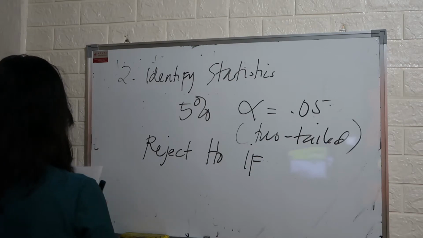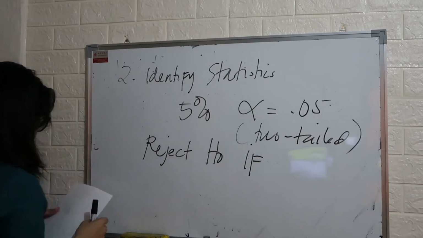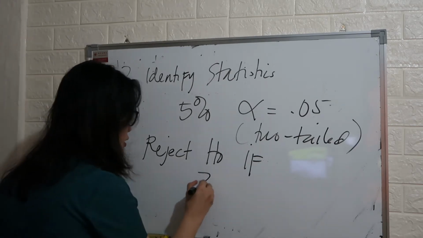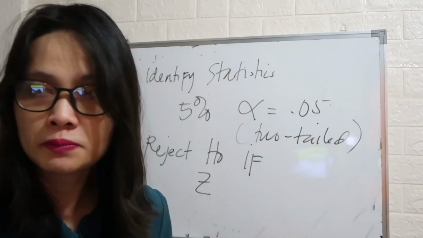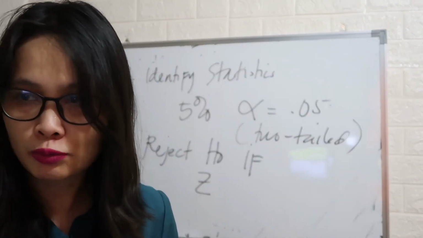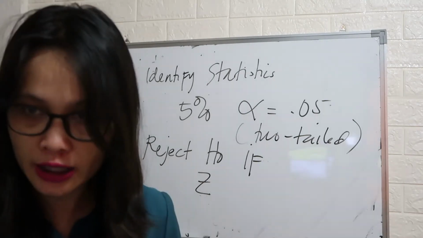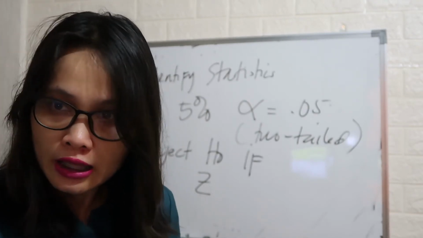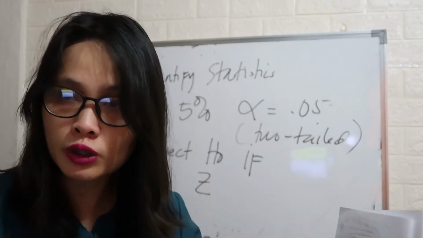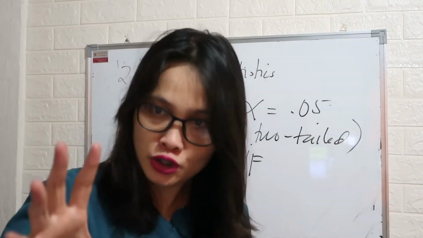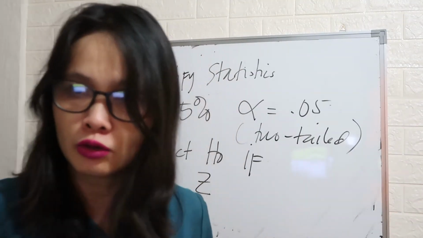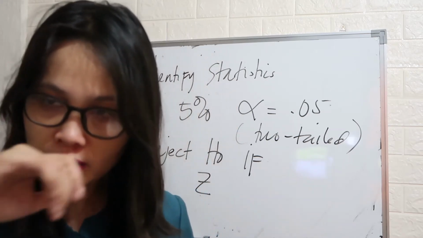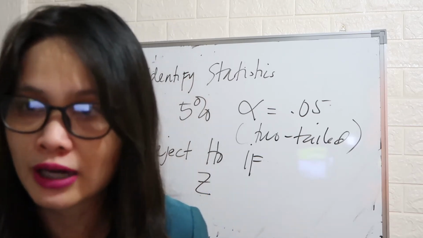Reject HO if what, people? If Z. Since the given problem deals with 100 women, each from the different areas, the sample size is higher than or equal to 30, so we will be using the Z value. First, you need to check the sample size given. If it is higher than or equal to 30, we use the Z value. In this problem the sample is 100, so we will be using the Z value.